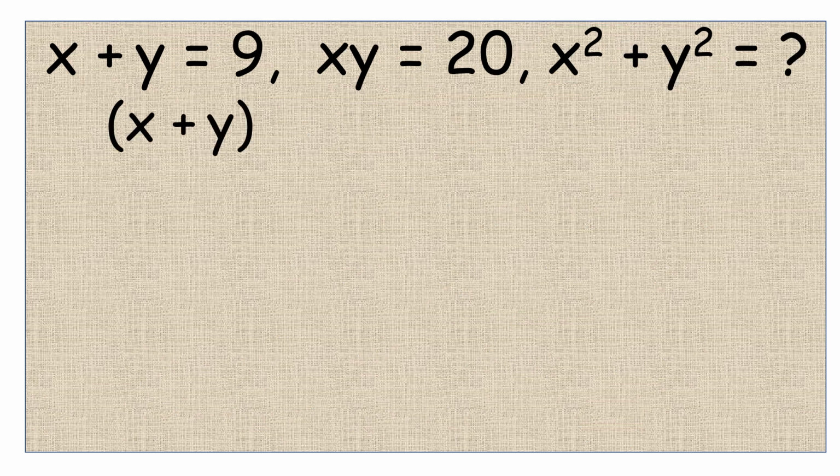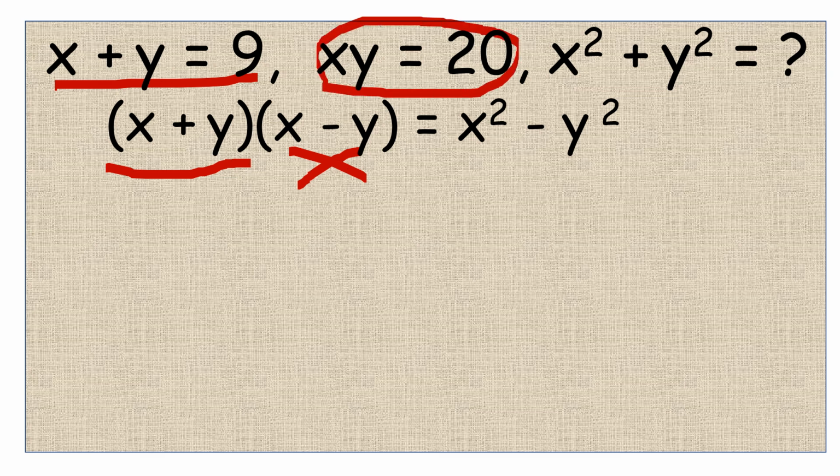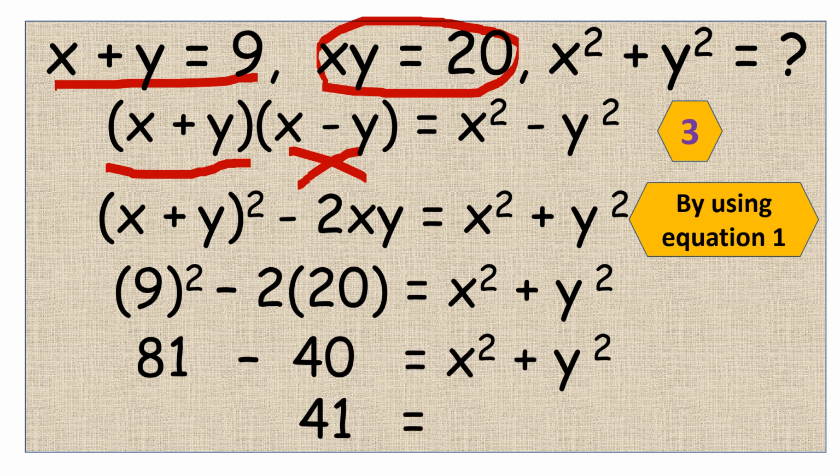So same thing with the third equation. The third equation is not applicable because it has an x plus y here, and that x plus y is equal to 9, but it does not have an x minus y in this equation. Therefore, this equation 3 is not applicable. So that was the reason why equation 1 was used and substituted in order for us to have our x squared plus y squared as 41.